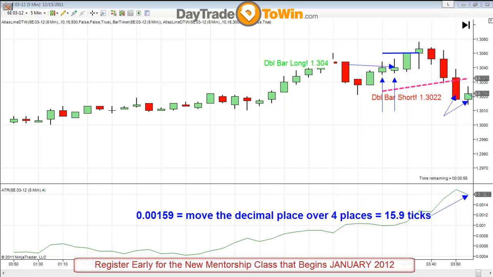Let me see some other questions here. Do I look at pivot points, support resistance, or do you trade just off the Atlas line for the strategy? Just off the Atlas line. The Atlas line is calculated automatically, so I just trade off the Atlas line. Jim, do you understand how I got 15 ticks out of that?